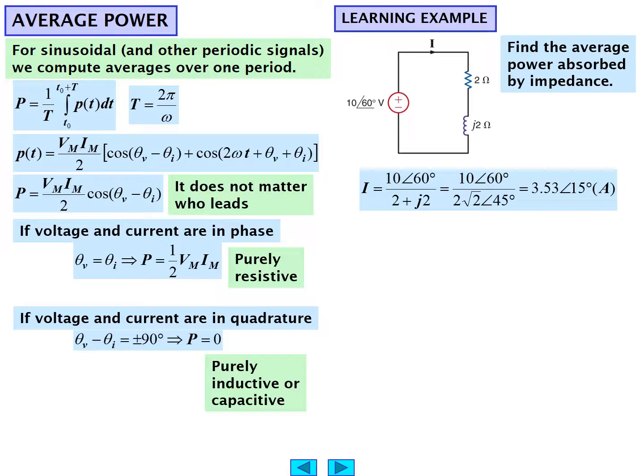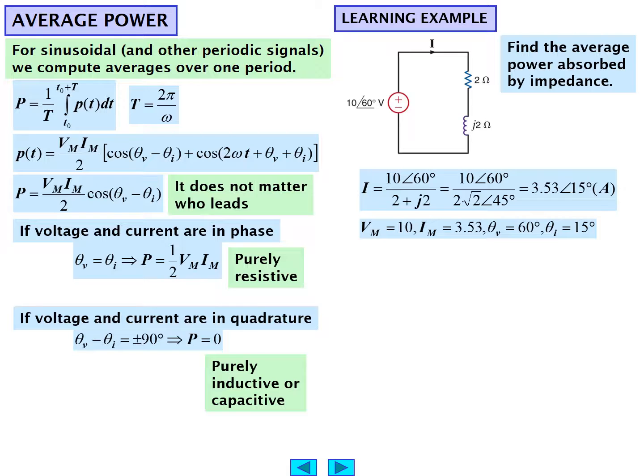And as we've seen in the last chapter, in order to do the complex arithmetic here, we have to take the rectangular representation in real and imaginary parts of the denominator and recast it as a polar form. So that gives us 10 angle 60 degrees divided by 2 square root of 2 at an angle of 45 degrees. And the resulting current I as a phasor is 3.53 angle 15 degrees amperes.